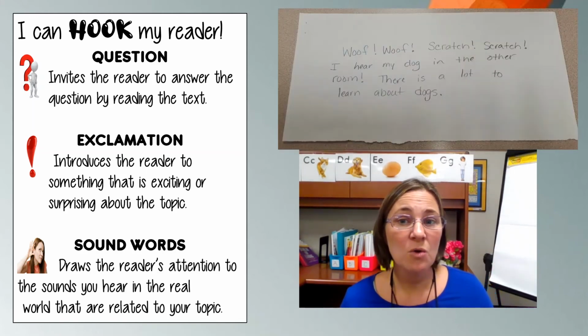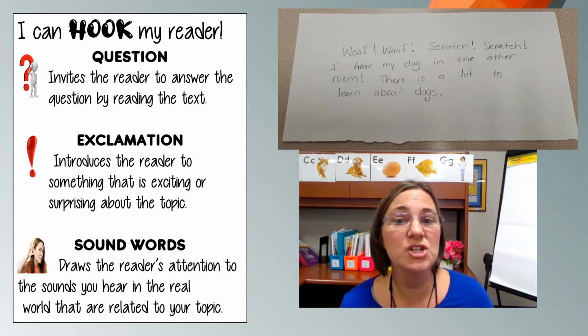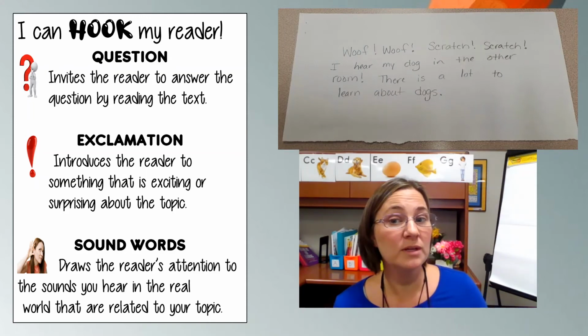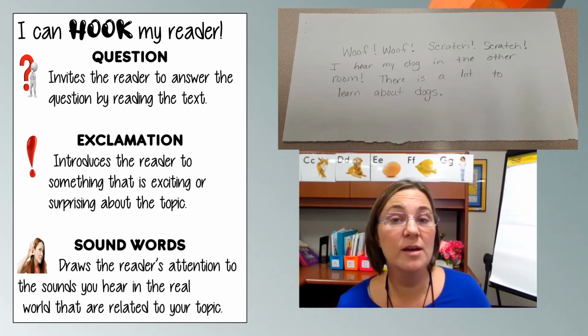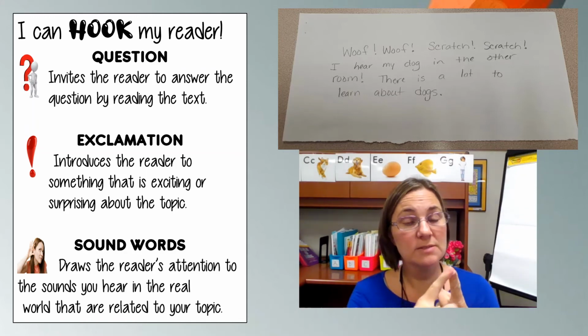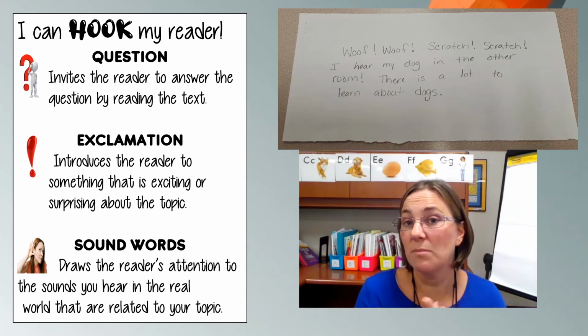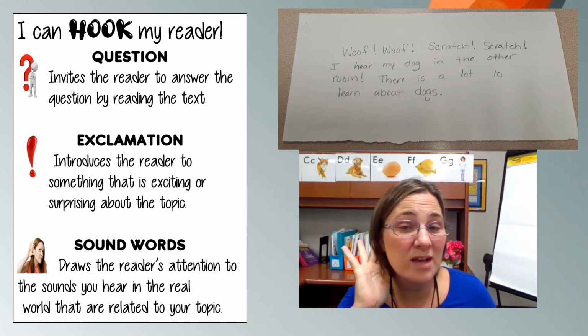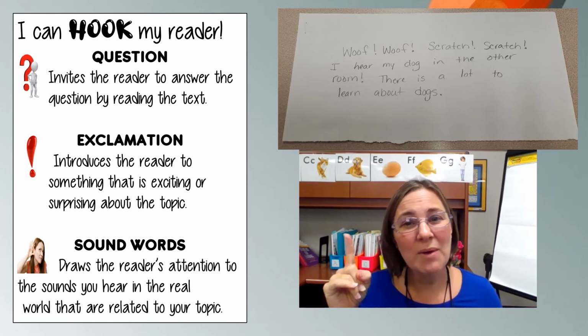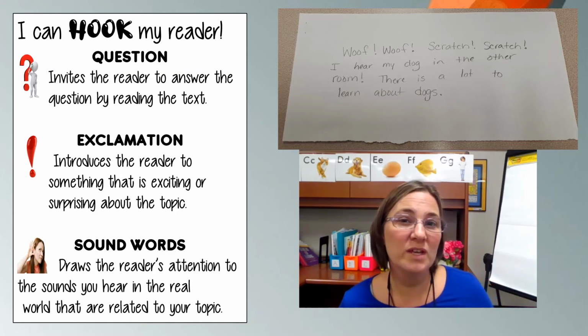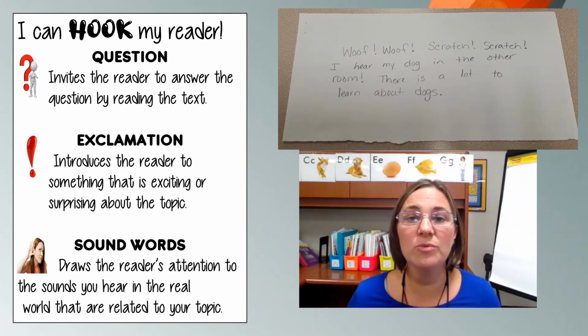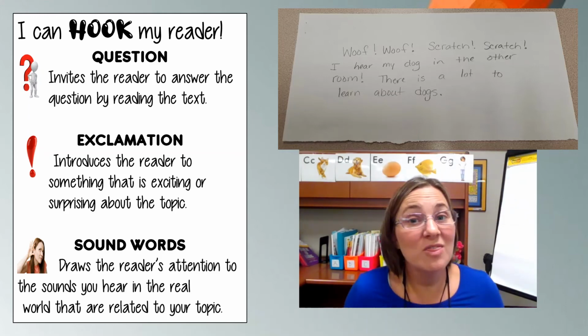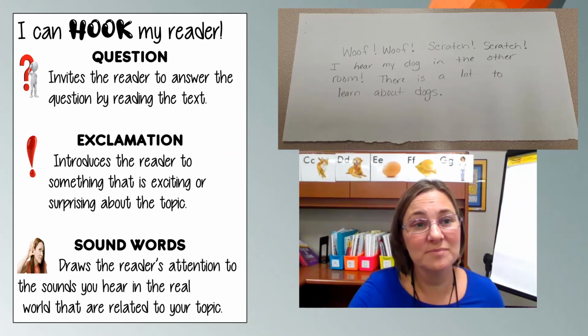See how I did that? Woof, woof, scratch, scratch. I hear my dog in the other room. There is a lot to learn about dogs. It tells my topic and a little bit about what's important about my topic. And it hooks my reader by using sound words. Do you see how I only used a half sheet of paper for this? That's because a lead is not that long, just a few sentences to get your reader ready for reading. And that is how you write a lead.